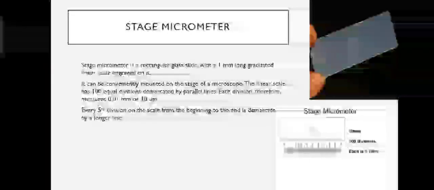Stage micrometer is a rectangular glass slide with a 1 mm long graduated line scale engraved on it. It can be conveniently mounted on the stage of the microscope. The linear scale has 100 equal divisions demarked by parallel lines. Each division therefore measures 0.01 mm. Every fifth division on the scale from the beginning to the end is demarked by longer lines.